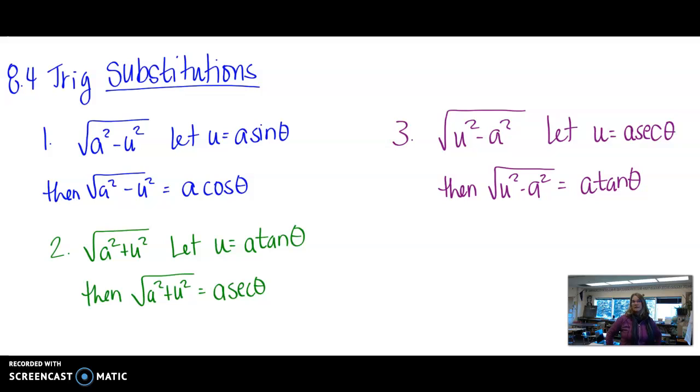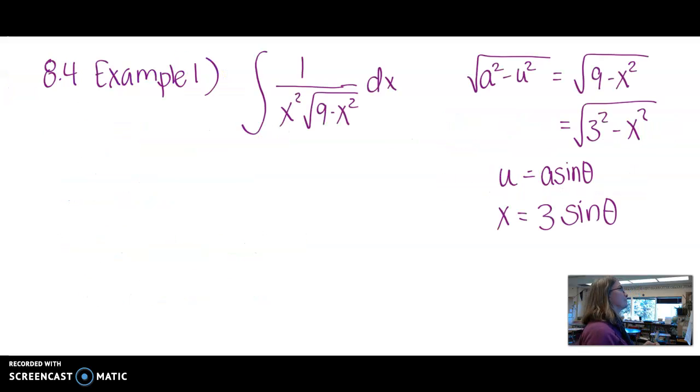This page right here that you're looking at has the substitutions we're going to use. If you don't already have this summarized somewhere, you should stop the video and put this in your notes because you're going to want to easily determine what your trig substitutions are going to look like. And then we're going to do some examples. All right, so here we go.